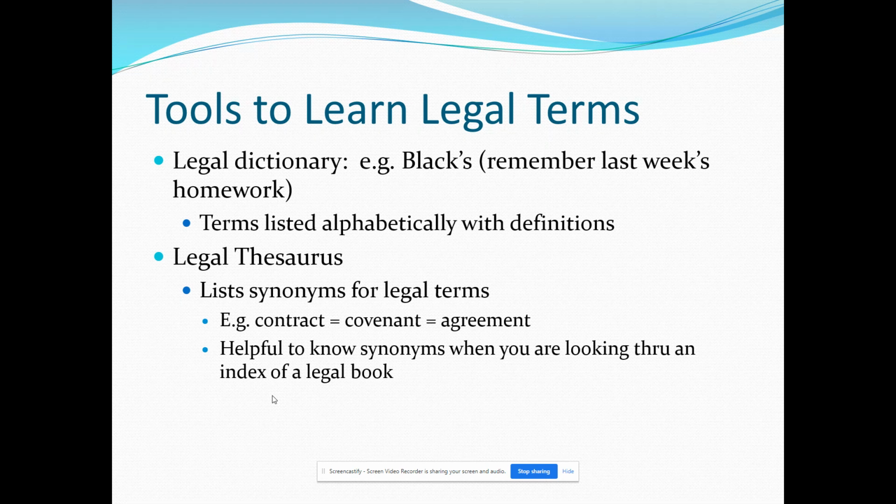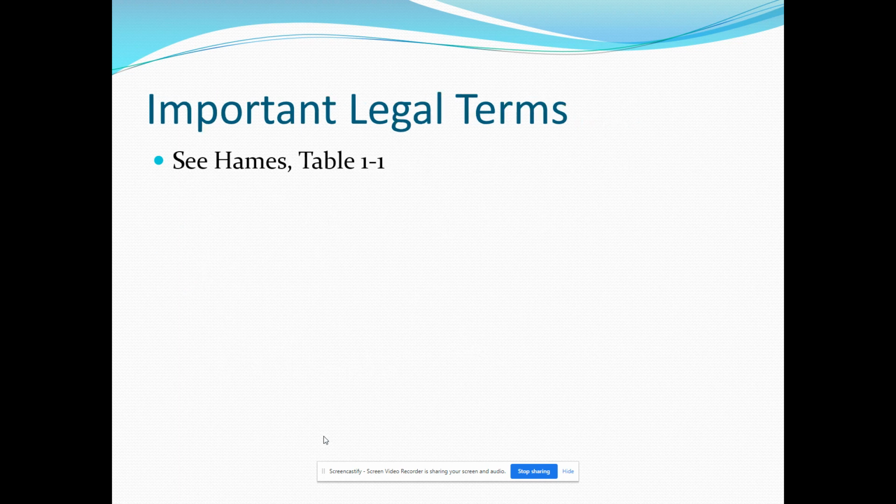Now, sometimes different words mean the same thing. So you can also have on your desk, or you can use an online legal thesaurus, right? A thesaurus gives you other words that mean the same thing, synonyms for our legal terms. So if we have a contract, someone might refer to a covenant. You might know what a contract is, but you never heard the word covenant before. You go into the thesaurus and then you realize all they're talking about is a contract. So it's helpful to know the synonyms and use these tools before you look through an index of a legal book.